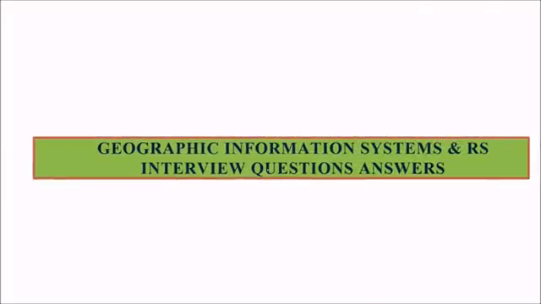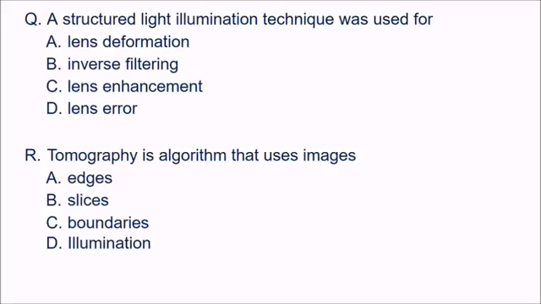Now let us take a few more questions and answers, that is, MCQs in GIS, GPS, remote sensing. First is, a structured light illumination technique was used for what? The answer is A, that is lens deformation.